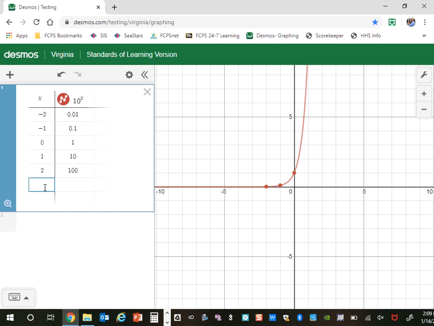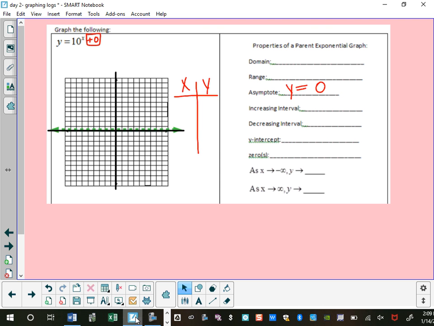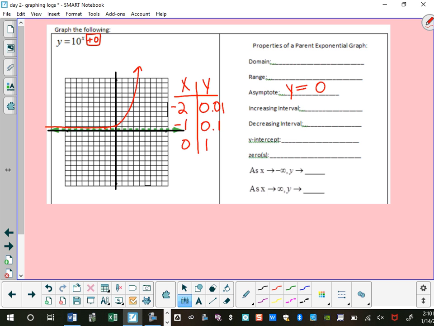All right. This should be enough points. I'm trying to see if there's another really easy one to plot. So I'm going to plot -2, 0.01, -1, 0.1, and 0, 1. So if I were to graph this, I know that it is just going, that's my graph sketched.